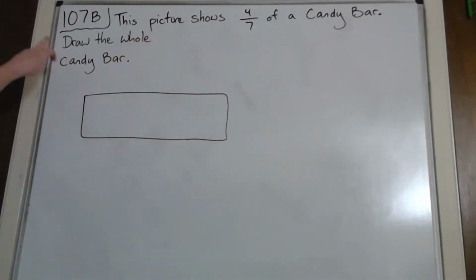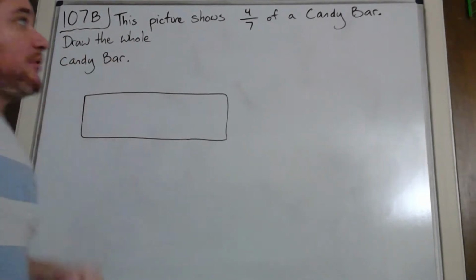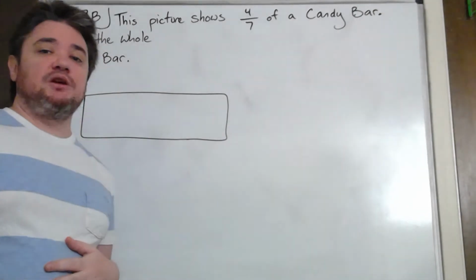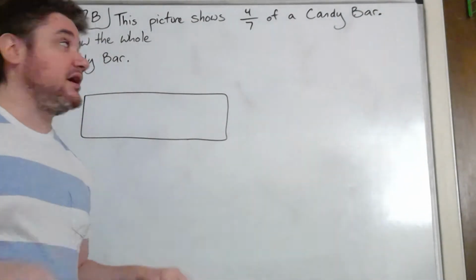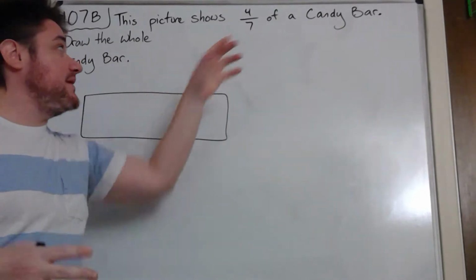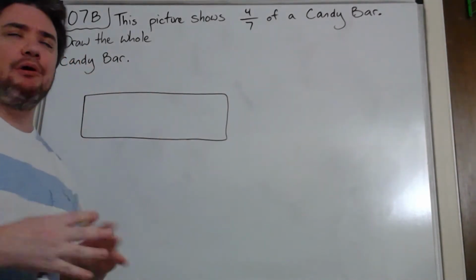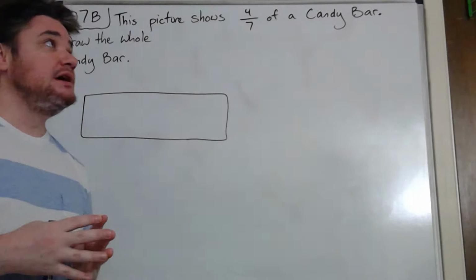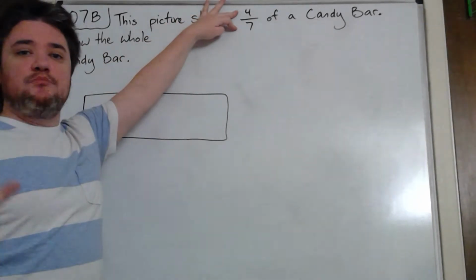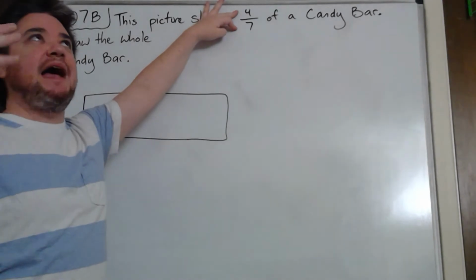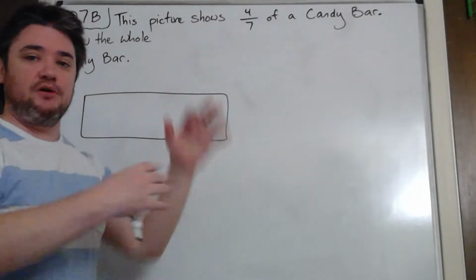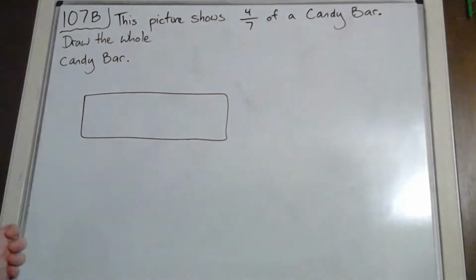Okay, so what we're trying to do is draw the whole candy bar. So you might say, well, wait a minute. Step one of the definition of a fraction is establish the whole, right? And here we're given a fraction, 4/7, and we're being told to sort of identify the whole. It seems like maybe we're working in reverse. But that's okay. We can interpret what this fraction means by ourselves stepping through the definition of a fraction, and then sort of fill in the missing pieces as we go.